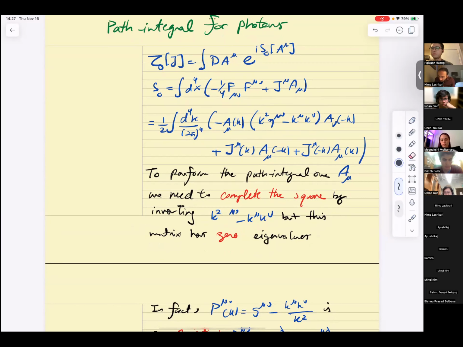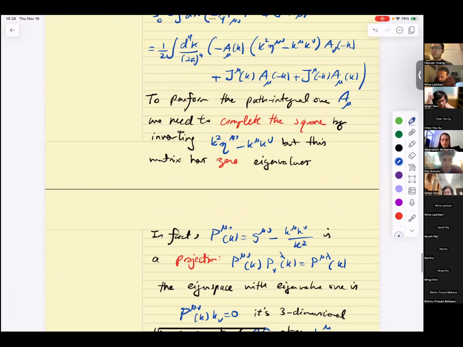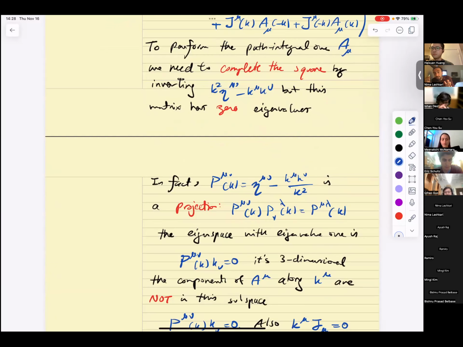But now you notice that the thing you're trying to invert has 0 eigenvalues. It's a projection, and of course projections have 0 eigenvalues, so they're not invertible. To see it's a projection, let's work it out explicitly. It's a projection onto the 3-dimensional subspace orthogonal to k mu. This is just what we did for the 3-vector, now done for the 4-vector. Here you're projecting to the 3 dimensions perpendicular to k mu. So this is your eta mu nu minus k mu k nu over k squared. It's a projection.